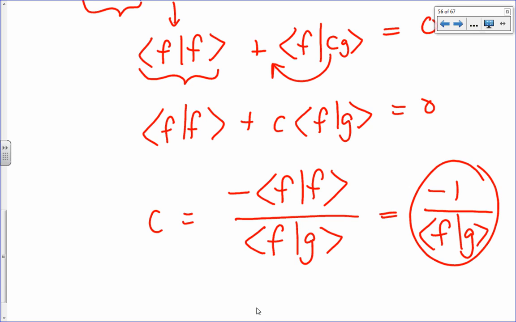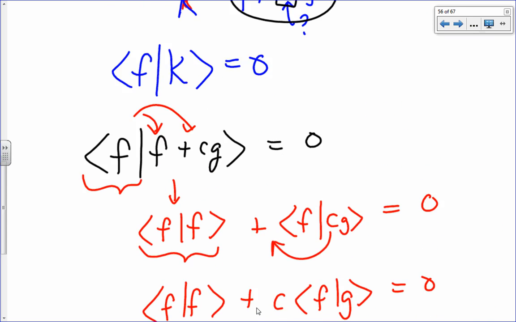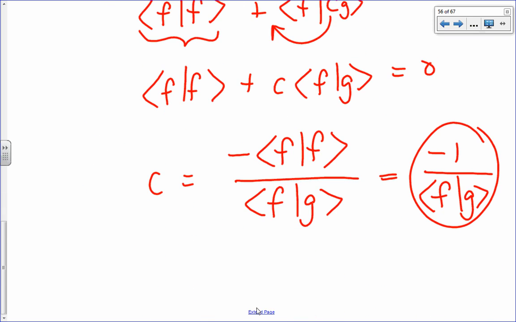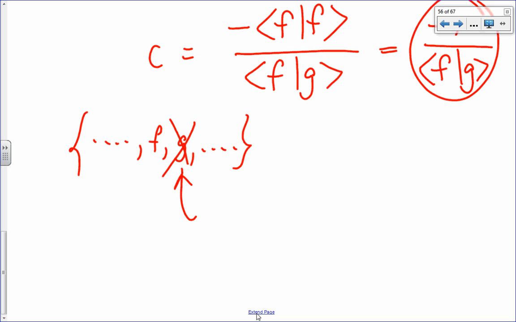So that means, remember, instead of a set of functions that include f and g, we're going to replace g by k. Instead of g, we're going to use f minus 1 over the integral of f star g times g.